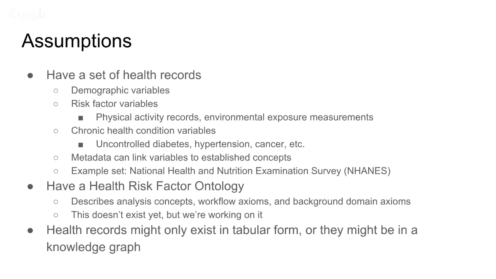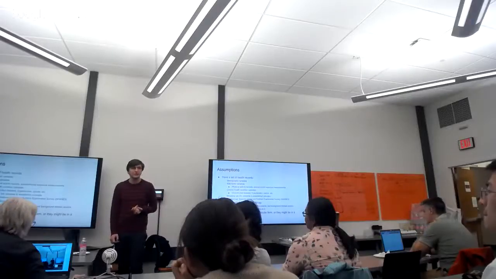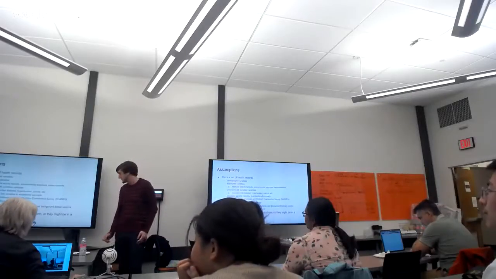And so then we're also assuming that we have some health risk factor ontology. This doesn't exist yet, but we're hard at work on getting it to exist. And so what the health risk factor ontology will do is it'll describe different analysis concepts, as well as workflow axioms and background domain axioms. So it's a set of chunks that tell you how to do an analysis in some given way. And so one possibility is that these health records might only exist in the tabular form, or they might have a graphical representation. So we don't necessarily require a graphical formulation, but it has certain advantages and disadvantages.